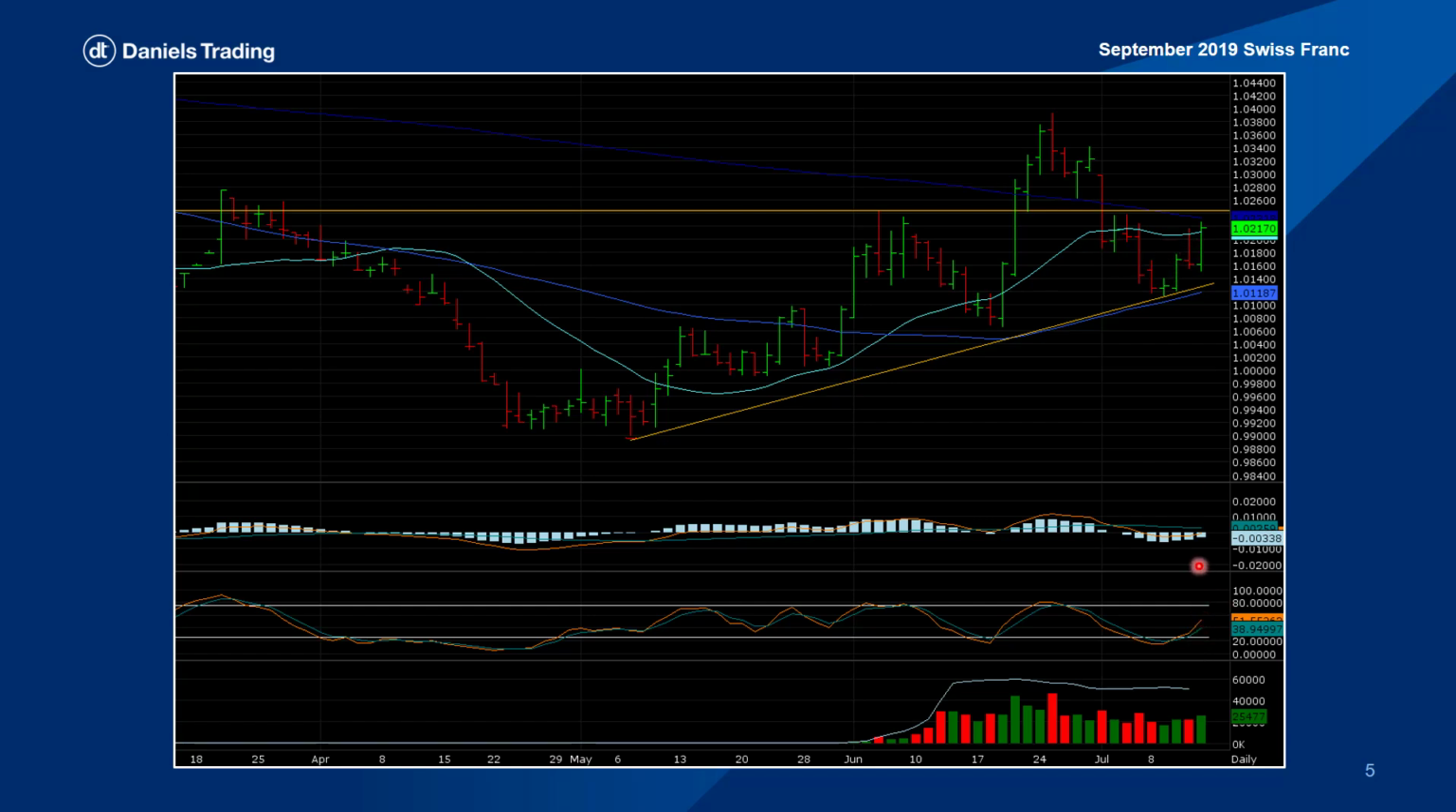Right now there is momentum to the upside. The trend isn't quite bullish just yet, so there may be one more touch of this lower trend line before we have a breakout to the upside. So stay tuned for a potential trigger in this market.